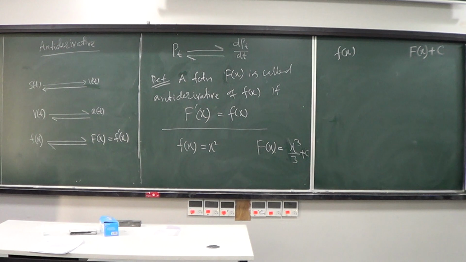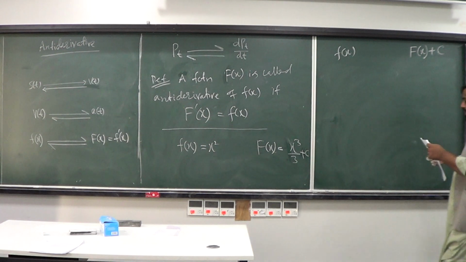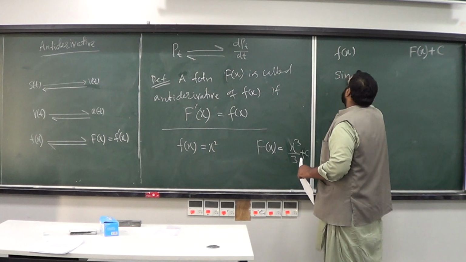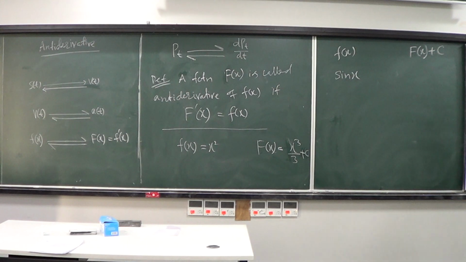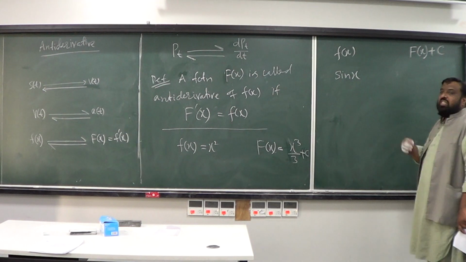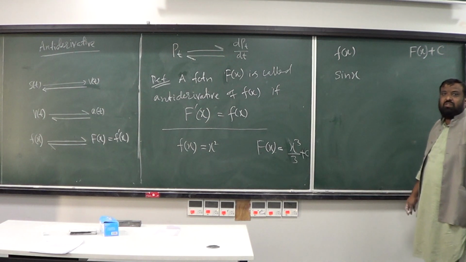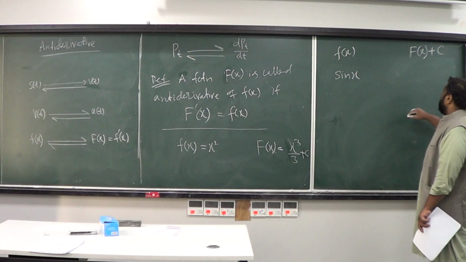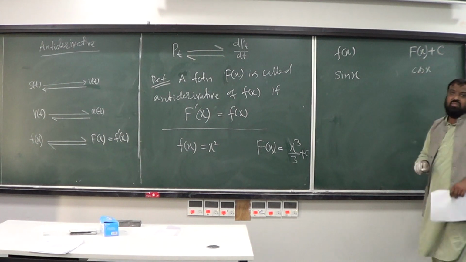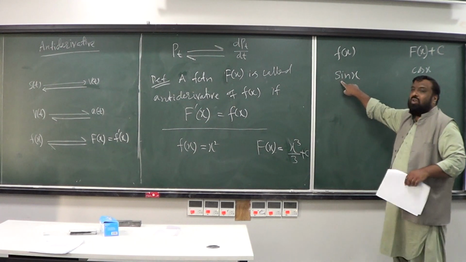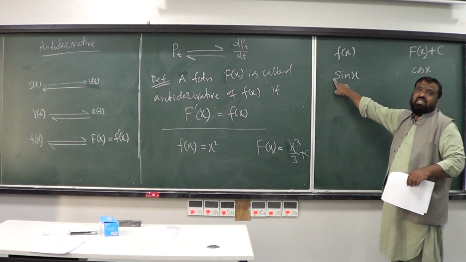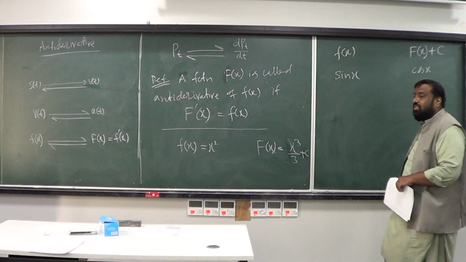So for example, if I have sin x, I want to find a function such that if I differentiate it, I get sin x. So a wild guess could be cos x. But what is the derivative of cos x? The derivative of cos x is minus sin x. But I want positive sin x, plus sin x, not minus sin x. Okay, I want plus sin x.